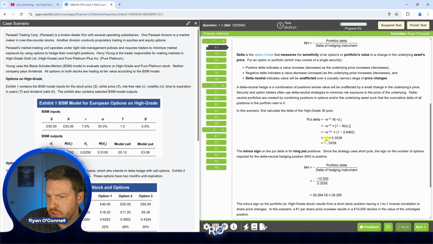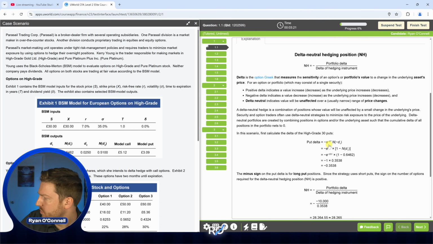Now let me just check over and see if we have any questions yet. Okay, so we do have one question, which is how to get the Black-Scholes-Merton outputs. Right now they are just given, but how do I determine those in real life?